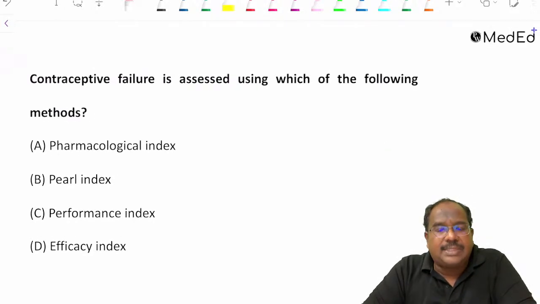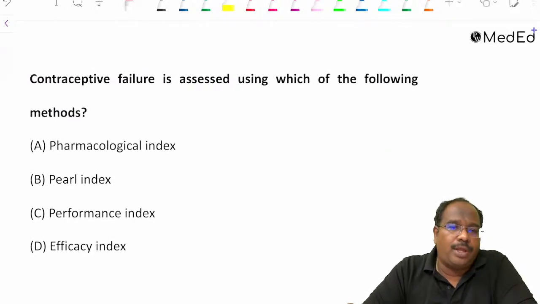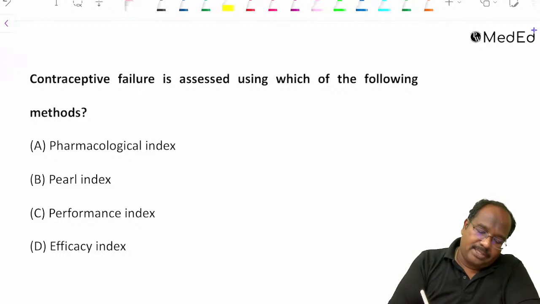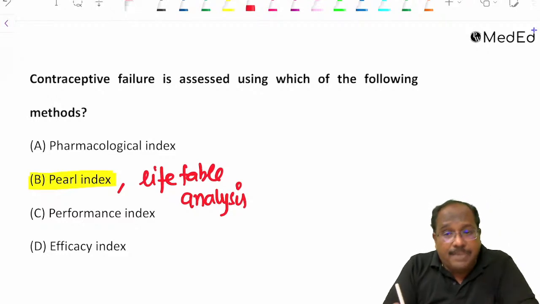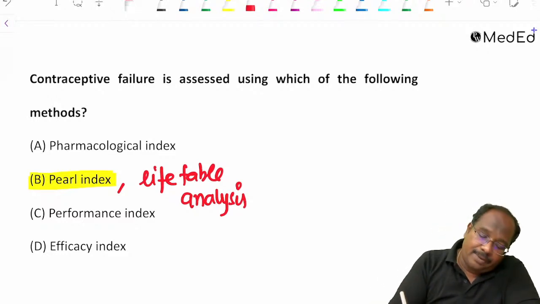Contraceptive failure is assessed using which of the following methods? The answer is straightforward, Pearl index. So we have these two methods available. One is Pearl index. Second is life table analysis. Out of this, which one is better? Yes, obviously life table analysis is the best one.